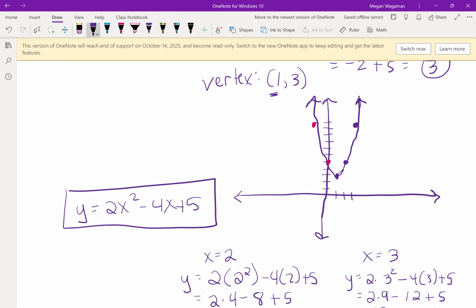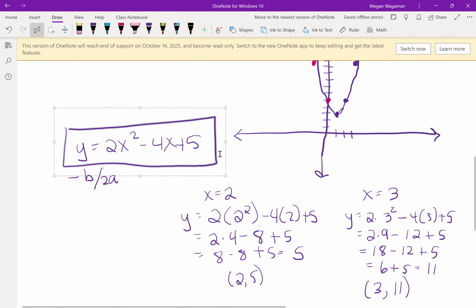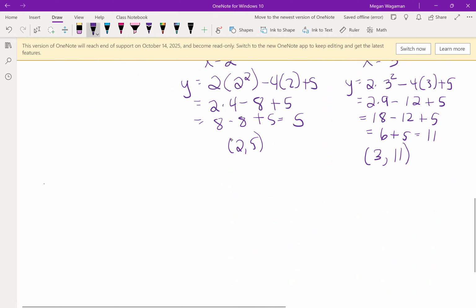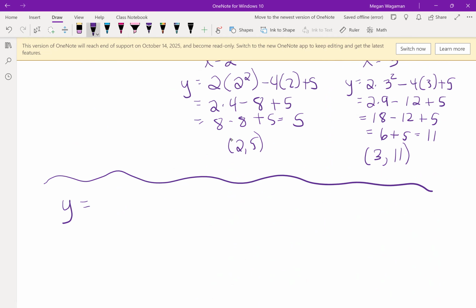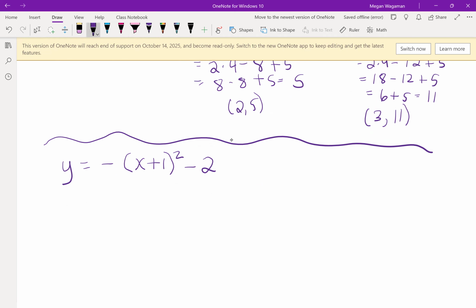That's one way to do it if the equation's in that form, using that negative b over 2a to find the x coordinate. Sometimes instead, you might be given an equation that looks like this. If we have something like y is equal to negative x plus 1 squared minus 2. So we still have the key idea that x is being squared for the parabola and y is just regular y. But in this case, we can find the vertex.